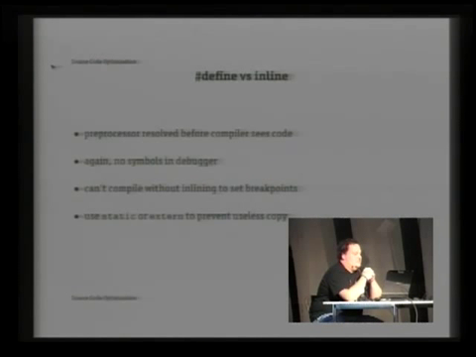So this is something that's used often, but if you use #define, you get the same problem that you get with a #define for constants. The preprocessor resolves it before the compiler even sees it, so there's no symbols in the debugger, and you can't compile without inlining and set a breakpoint. So if there's a bug in your inline function, there's basically no way really to find it in the debugger.